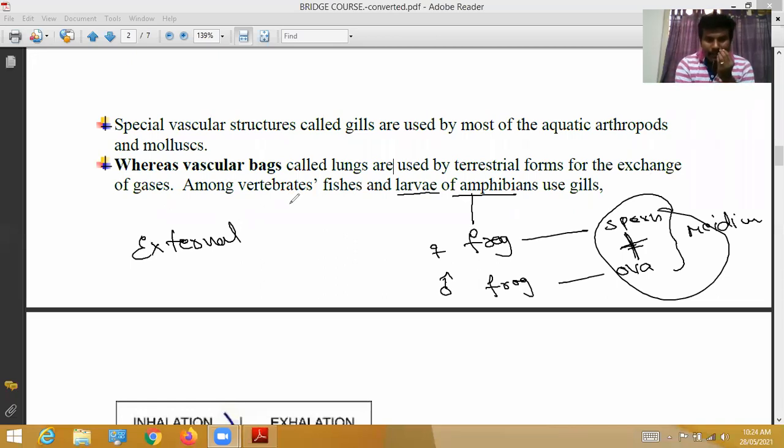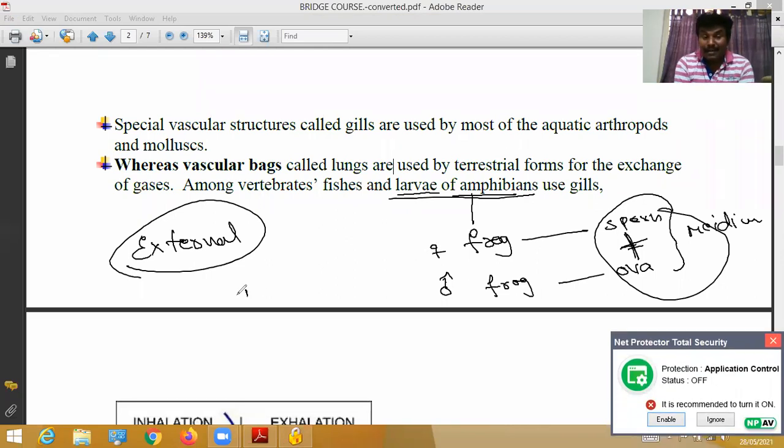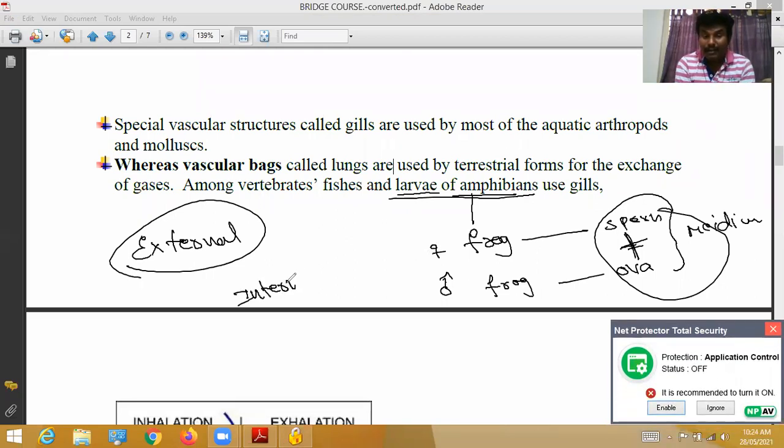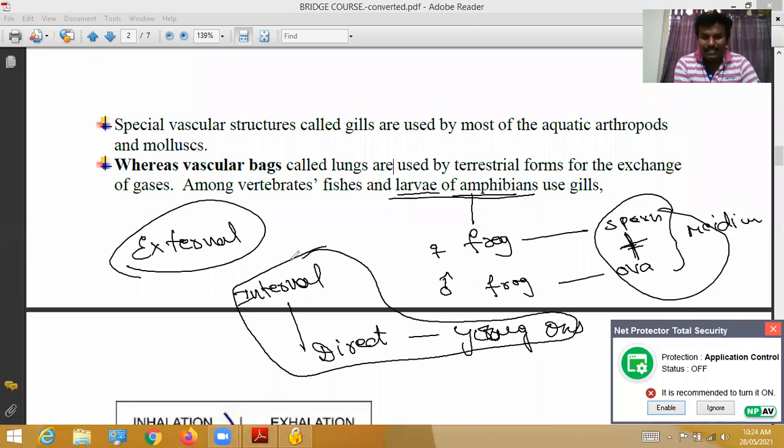Among vertebrates, fish and larva of amphibians show external fertilization. Why? For example, if you take human beings, sperms from the male body enter the female body, where ova occur. In the female body, fertilization takes place. That is called internal fertilization. In internal fertilization, development is direct. Direct means young ones are produced directly. This is what happens in human beings and some mammals.